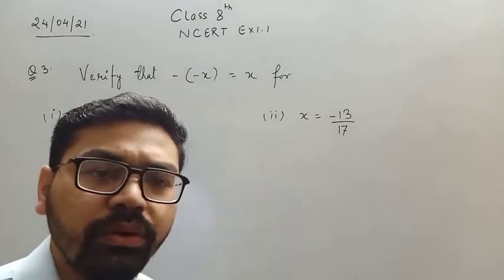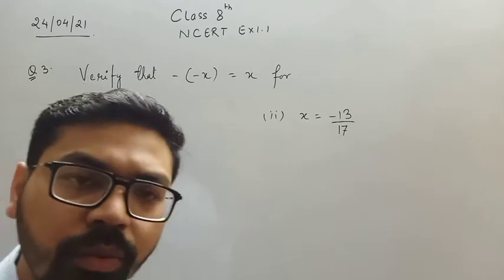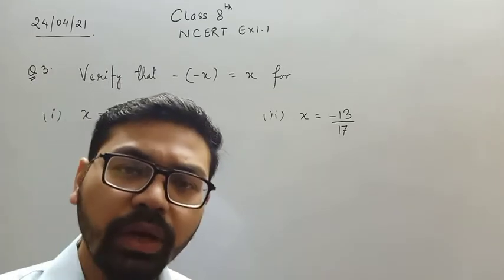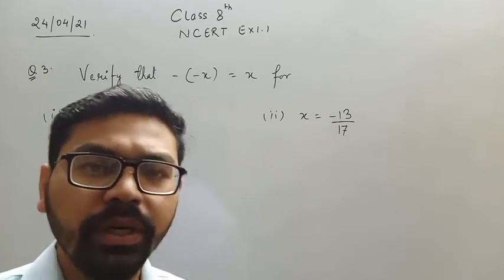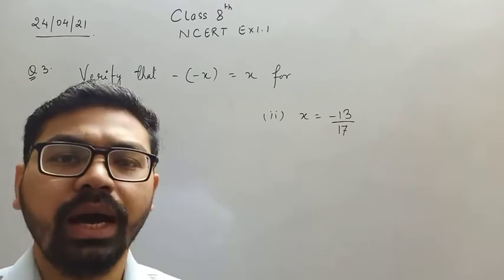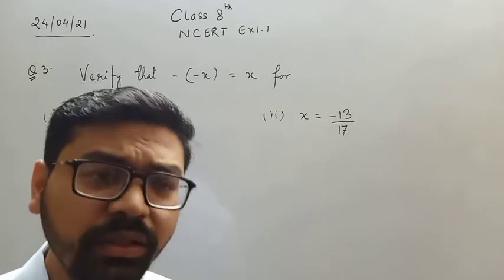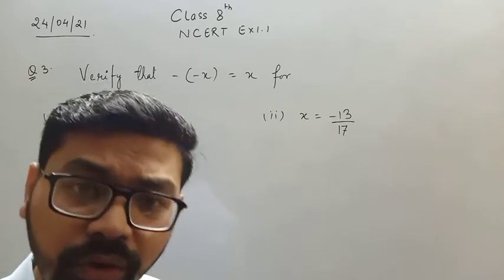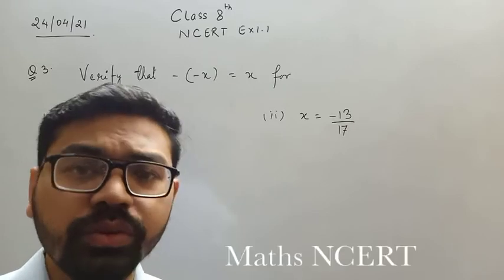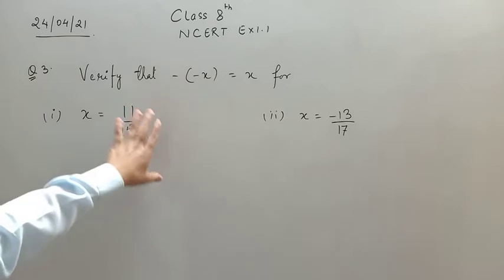With this, I hope that you all have learned the properties like closure property, commutative property, associative property, additive property, multiplicative property, distributive property, and multiplicative inverse and additive inverse. I think these properties are clear to you all. If not, please ask me in the Zoom session. Okay. Now I'll tell you how to verify this question.